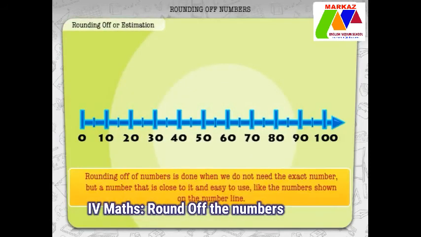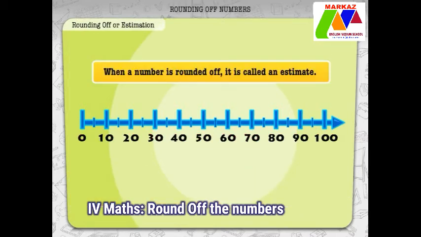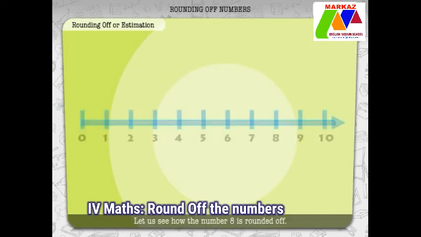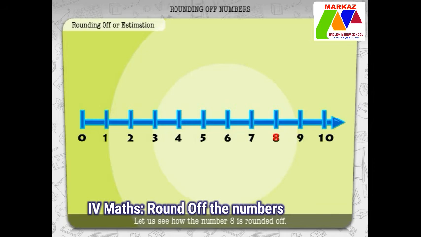Rounding off the number is done when we do not need the exact number, but a number that is close to it and is easy to use, like the numbers shown on the number line. When a number is rounded off, it is called an estimate. Let us see how the number 8 is rounded off.